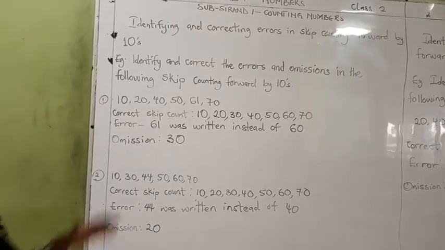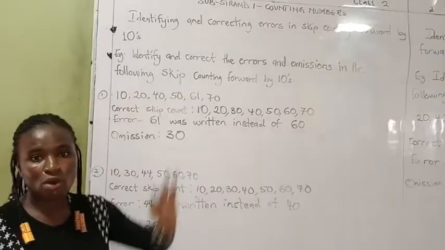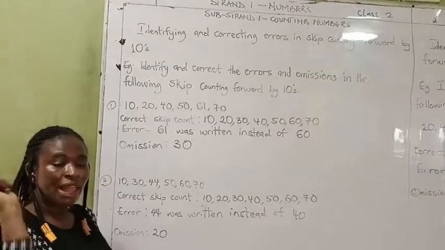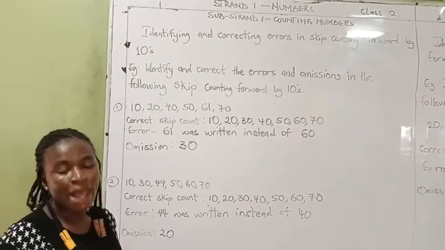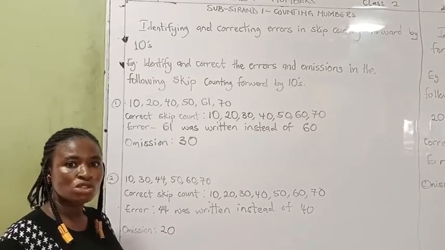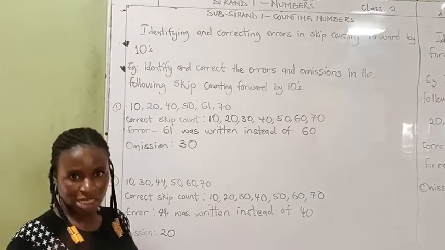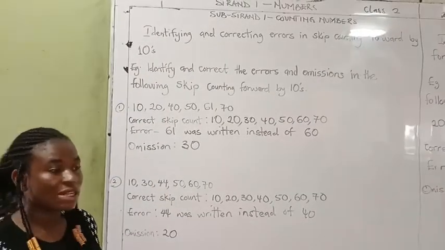This is how to do skip count. This is how to identify and correct errors and omissions. The errors are the ones that have been written but they are wrong. And the omissions are the ones that were not written. They were skipped. So you are going to do an exercise on it for me.